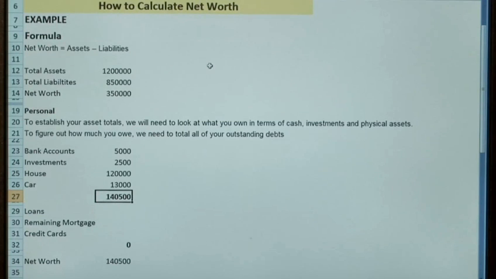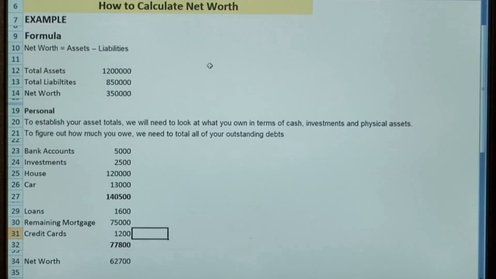But then obviously we have to take into consideration all our liabilities. So all the loans that we owe, £1,600. We'd have outstanding mortgage payments to make, so that could be £75,000. And then any debt you've got on credit cards, so that'd be £1,200. So your liabilities would just be short of £78,000. And we say that we have a net worth of £62,700.